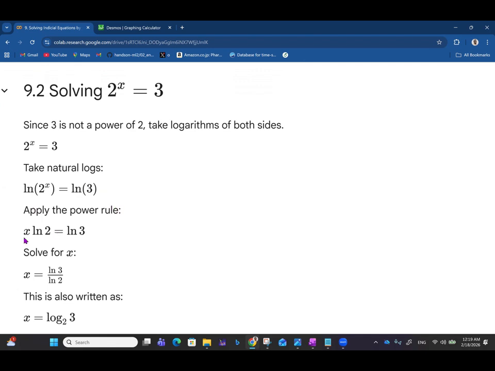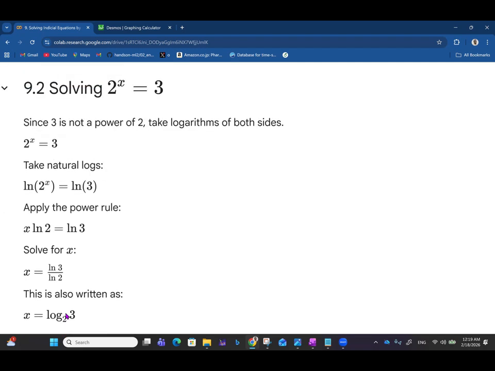Applying the power rule, we have x, for the law of logarithm. We're still going to talk about logarithm, but one rule of logarithm is that when you take the log of a number with a power, with an index, the power comes back. So you now have x ln 2 equals ln 3. If you solve for x, it means you divide both sides by ln 2. So you have ln 3 all over ln 2. And this can also be written as log 3 base 2, which we've been working with even in previous videos. So we have this kind of issue here.